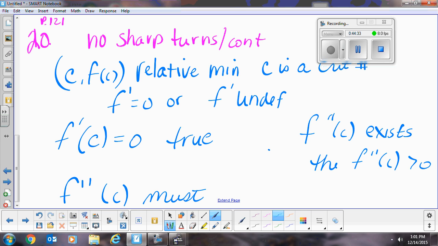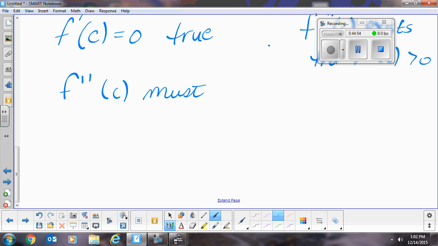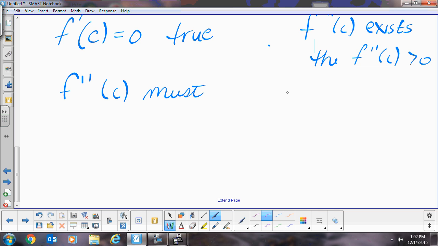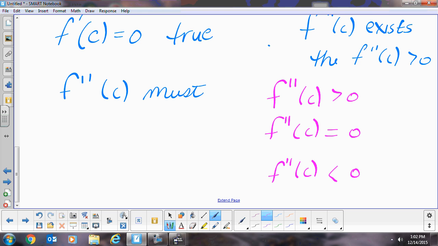What says it has to be positive? Okay, so because we know it's a minimum, when the second derivative of a critical number is positive, we know it's a what? Minimum. What are the possibilities? The second derivative of C could be greater than 0. It could be equal to 0. It could be less than 0. Do you agree those are the three possibilities? How do we know it's not this? Because we know it's a minimum.